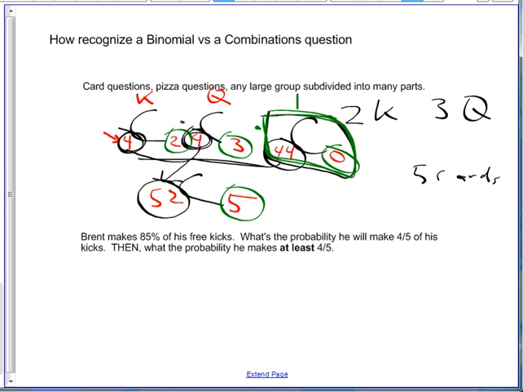All right, let's do another card question. So here's a card question. You're going to get 5 cards. I want it to be all 4 jacks. You're going to get all 4 jacks. Figure out what that means. What's the probability you will get all 4 jacks?